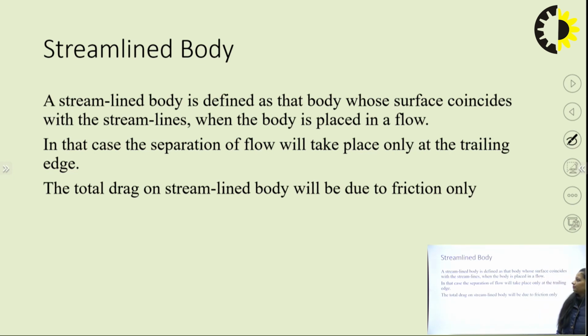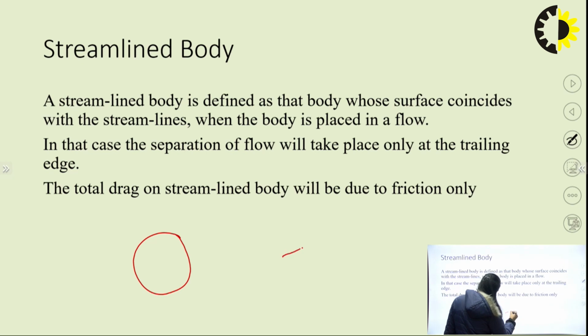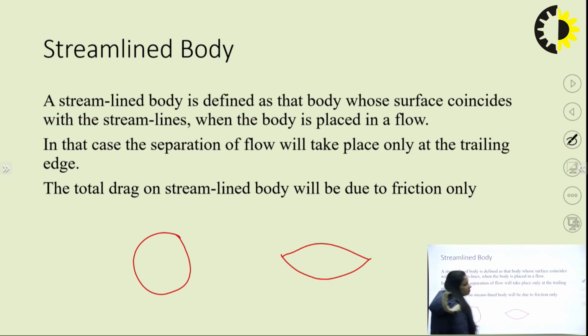Now we are moving towards our next topic, streamlined body. So what is streamlined? Actually, we are going to understand it. Let us suppose this is your first object. You can see there is a circle around here. And this is your second object. Let us suppose both the objects are kept in a particular flowing fluid. Let us suppose that is air.